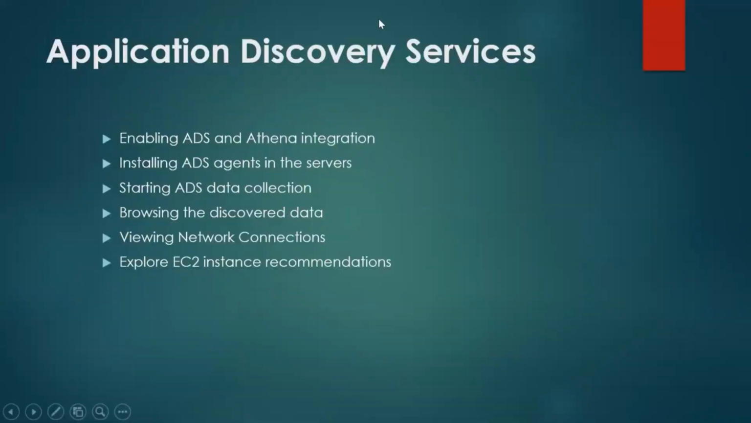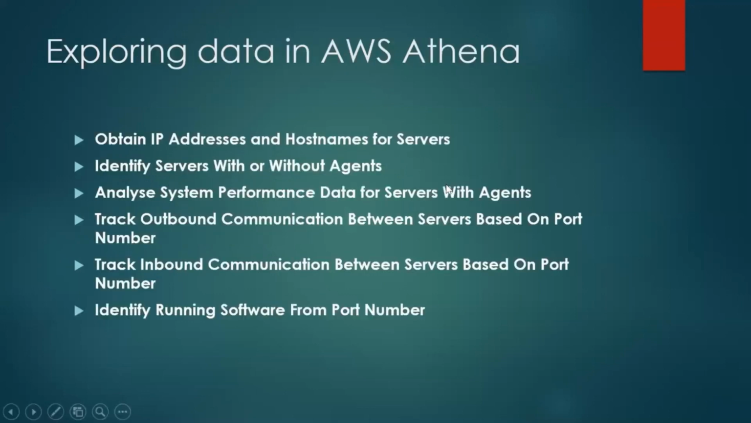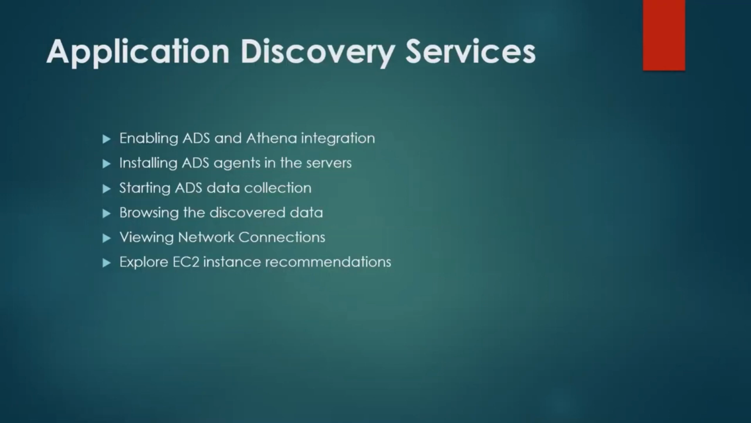We have almost covered a lot of things in this. We have installed ADS, started data collection, browsed the discovered connections, viewed network connections, and explored EC2 recommendations. So that was it for this part about ADS, data being discovered, and exploring the EC2 recommendations. In the next practical, I will talk about exploring the database data that we collected so far in AWS Athena. I hope that will be quite informative. So let's see you in the next video.